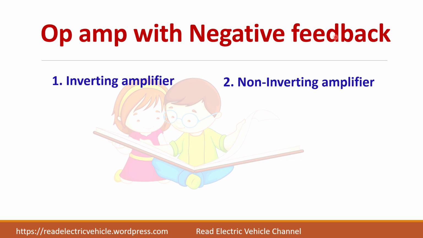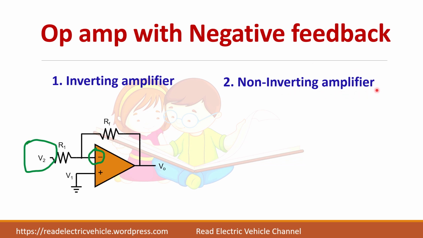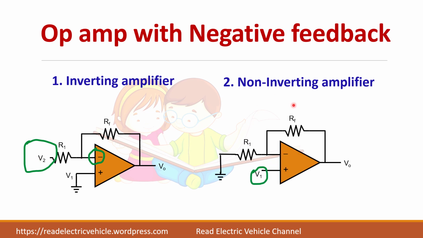For an op-amp with negative feedback, there are two applications. One is the inverting amplifier and the other one is the non-inverting amplifier. In the inverting amplifier, the op-amp output is fed back to the negative pin, that is the inverting pin, and the input is given to the same inverting pin. In the non-inverting amplifier, the op-amp output is fed back to the negative pin only, but here the input for the op-amp is fed to the positive pin.